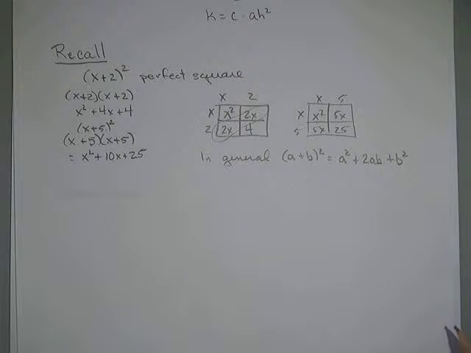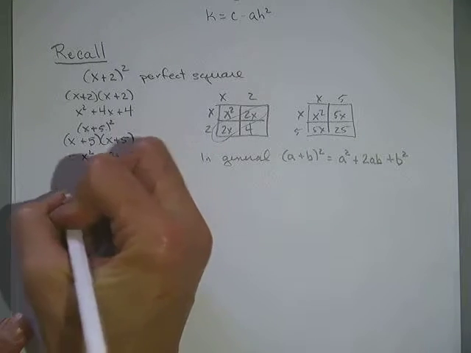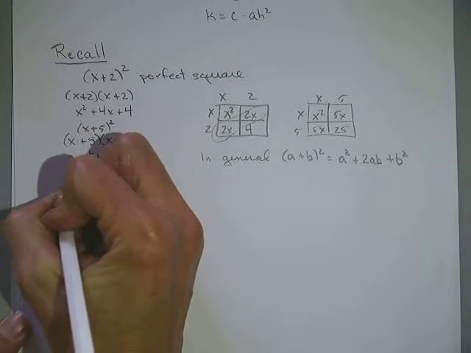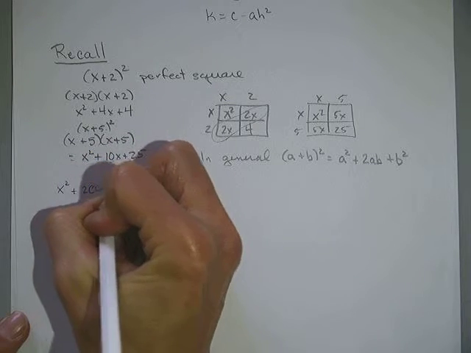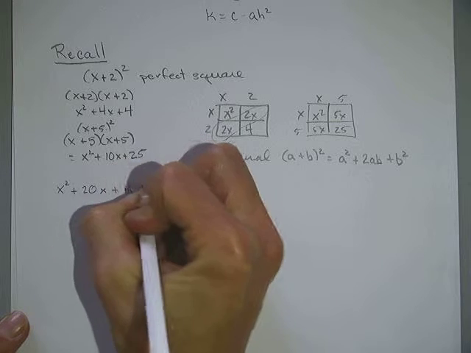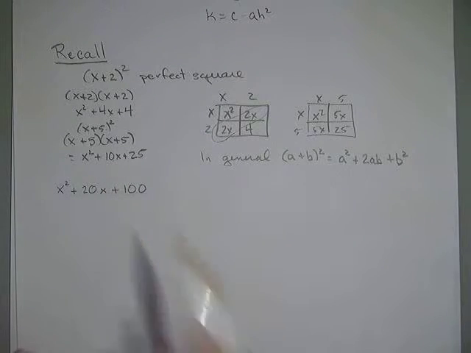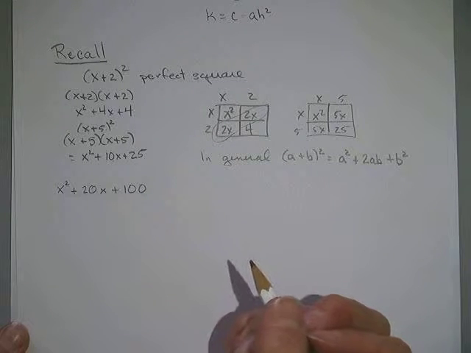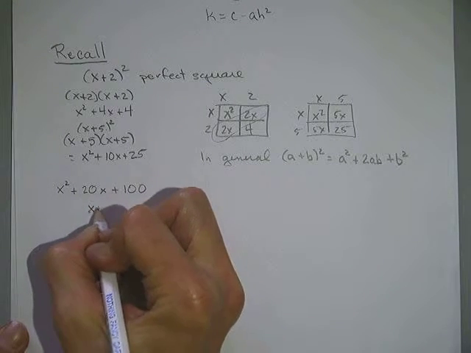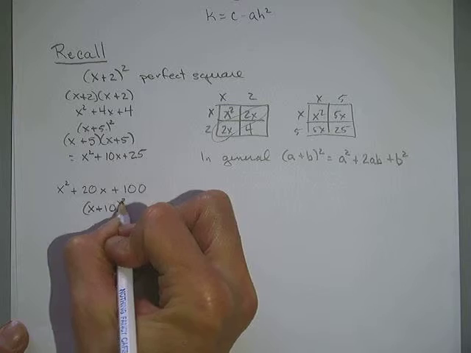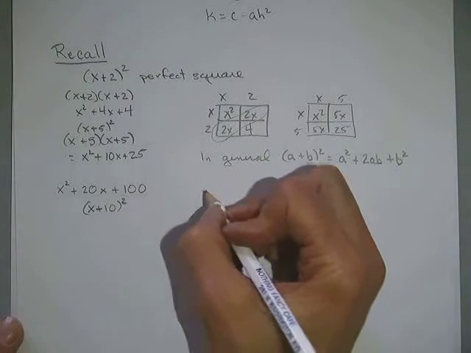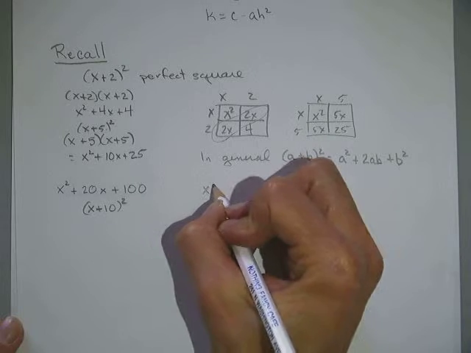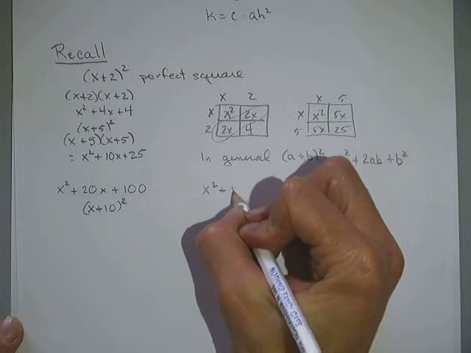Okay, well, what if I worked backward? Now let's see if we can do this backward. What if I have x squared plus 20x plus 100? What is that a perfect square of? (x plus 10) squared. Yeah. Okay, so now what if I had this?